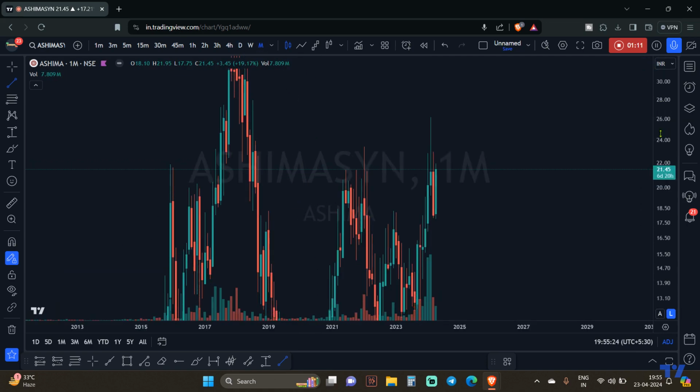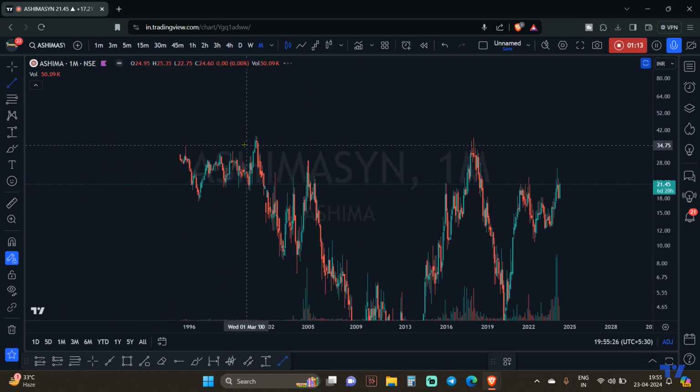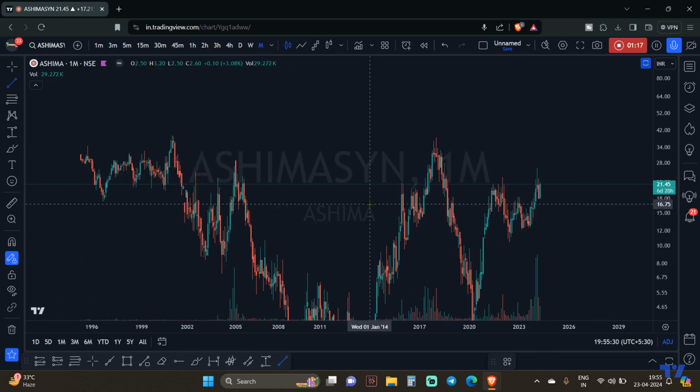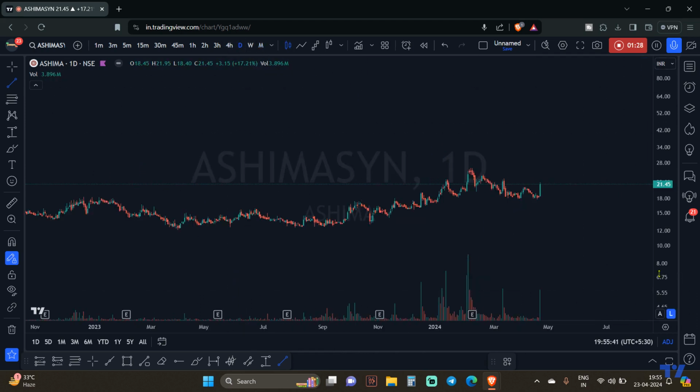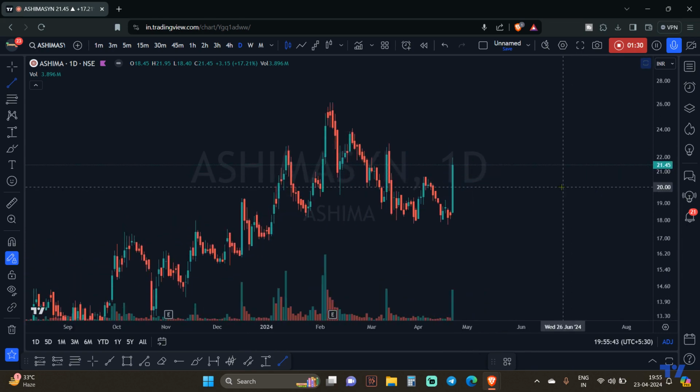If you go to the monthly time frame of the stock, you will see that this is the whole picture. Always see the whole picture first and then make up your mind. Okay, this is what I do. Most of the time what I see is that maybe there is some resistance coming. Something is always happening on a bigger time frame.